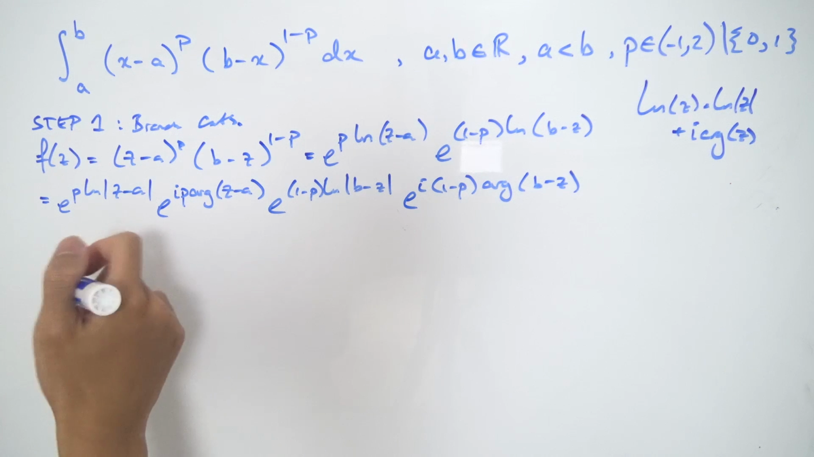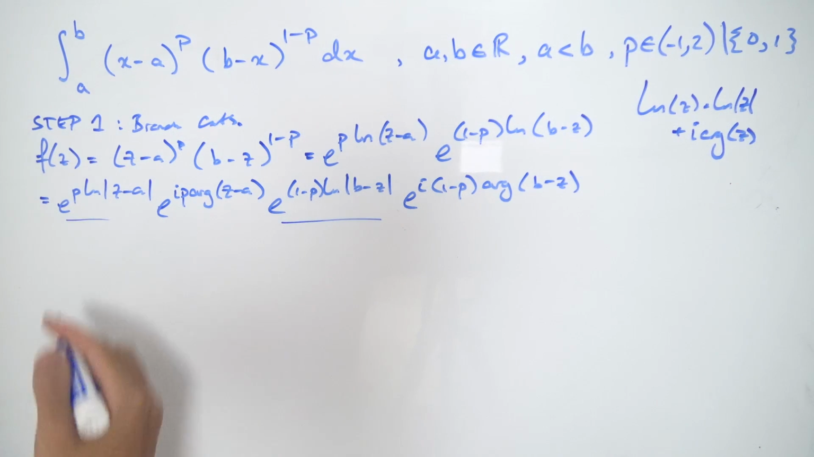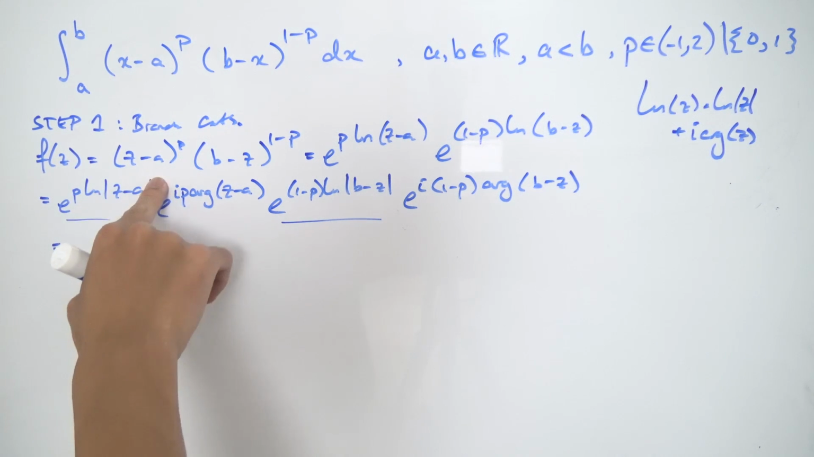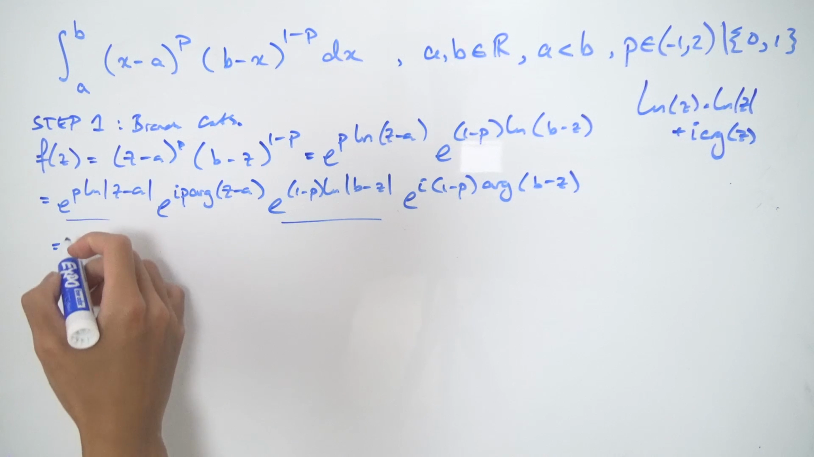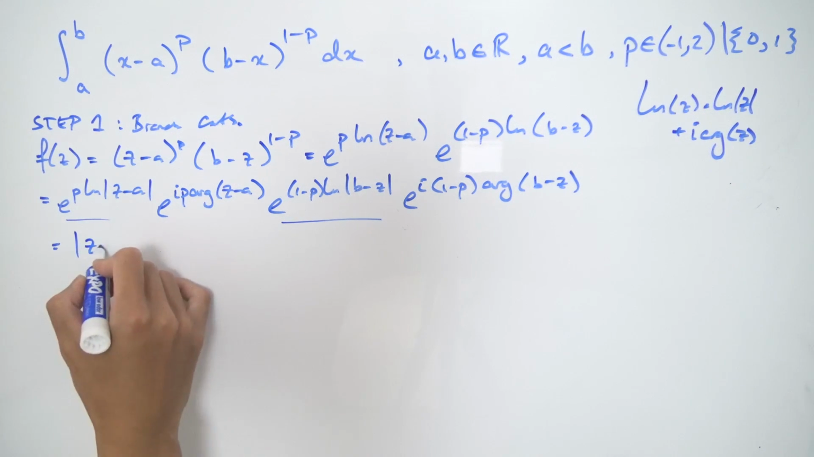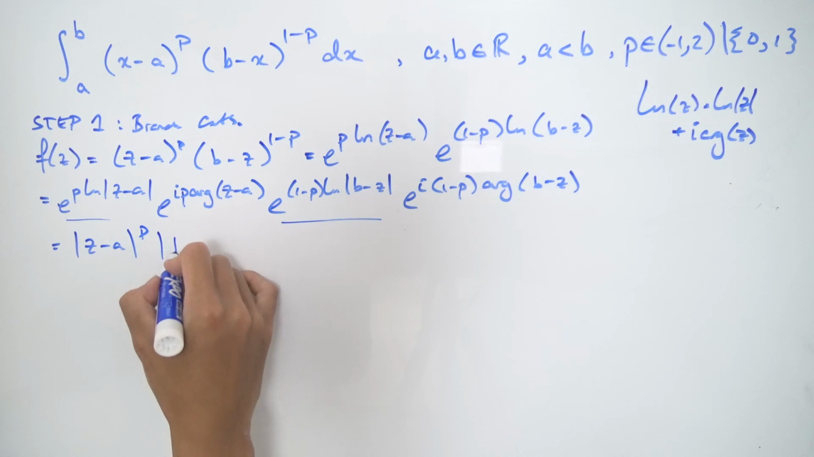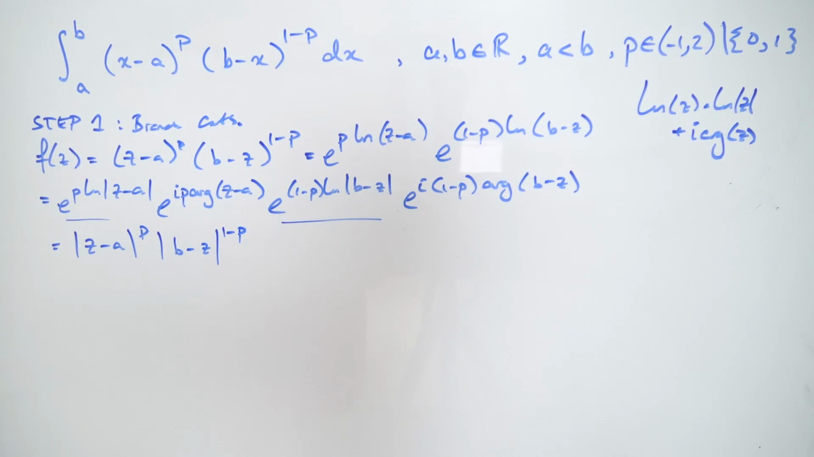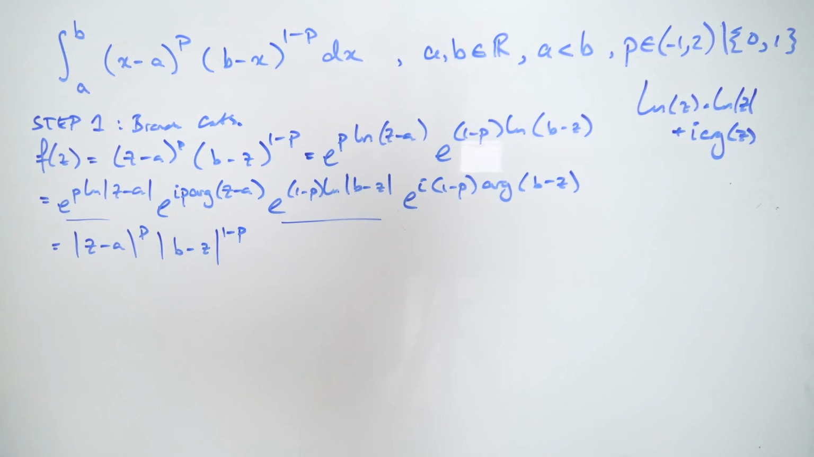And so notice on this factor and this factor, we can reduce things down a little bit, because if you imagine moving this p up to the top using the natural log properties, you'll have e and natural log which will cancel each other out, leaving us with |z minus a| to the pth power. And same deal over here, we have |b minus z| raised to the 1 minus pth power. Alright, and this is actually the modulus of the function f of z, which is quite nice.